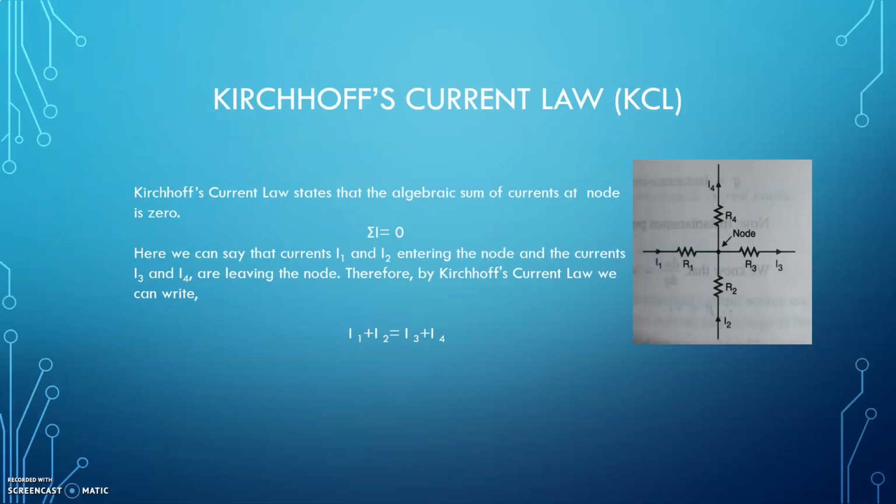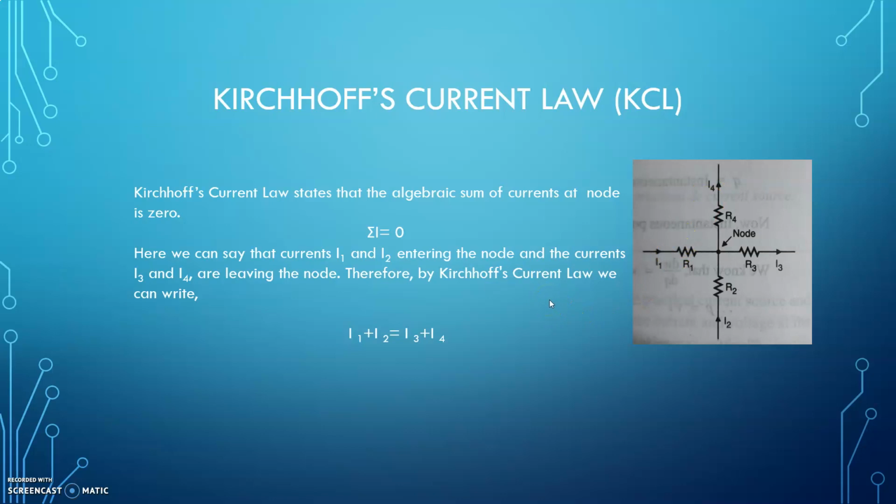So first, Kirchhoff's law. Kirchhoff's law is divided into two types: one is Kirchhoff's current law and the other is Kirchhoff's voltage law. Kirchhoff's current law states that the algebraic sum of current at a node is 0. So this is our node. Here I1 and I2 are the entering currents and I3 and I4 are the leaving currents. The algebraic sum of entering current is equal to the algebraic sum of leaving current, so I1 plus I2 is equal to I3 plus I4. This is our Kirchhoff's current law.